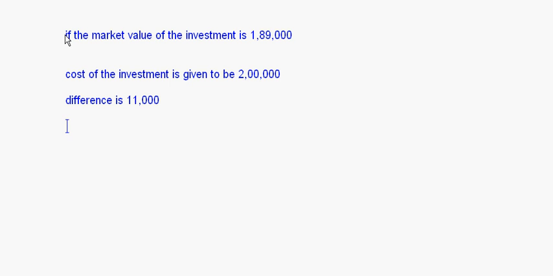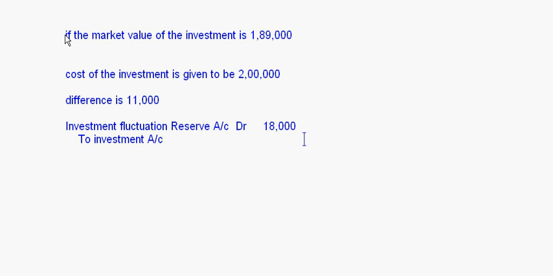So in this case what we will do is we'll write it like this: investment fluctuation reserve account debit. This will be your 18,000. Now the difference, that is the shortfall, that will be put into investment account so that the investment account becomes equal to 2 lakhs, right? So the difference is 11,000. That 11,000 will be transferred from the investment fluctuation reserve to the investment account. Okay, now what is left? Out of 18,000, 11,000 has been given to the investment account, so you are left with only 7,000, right?